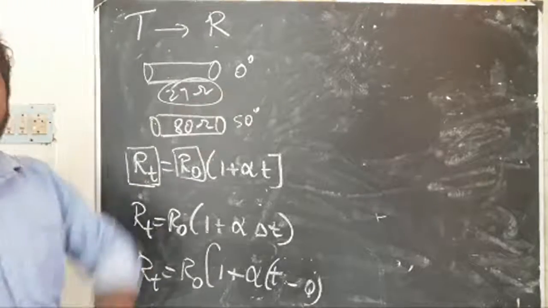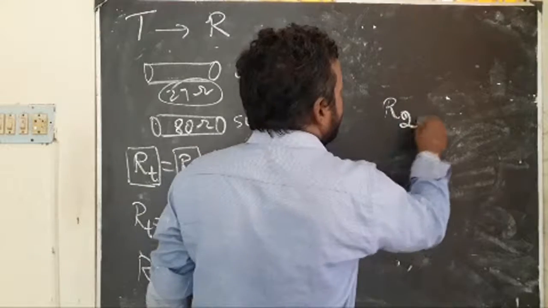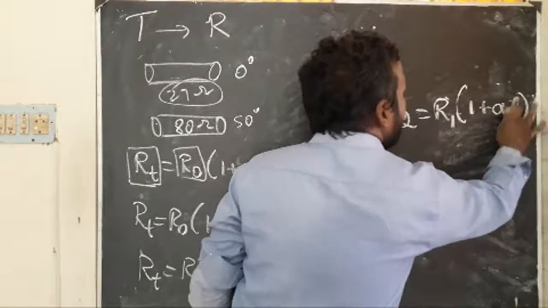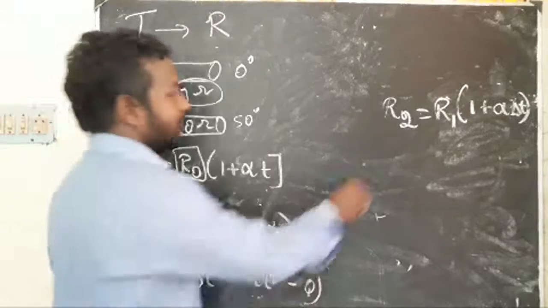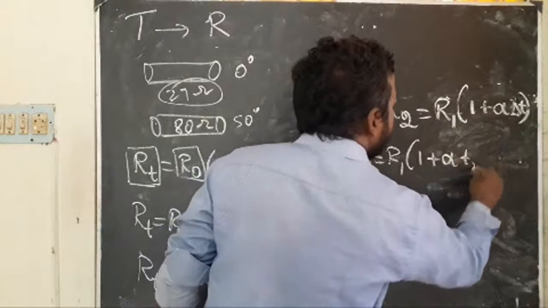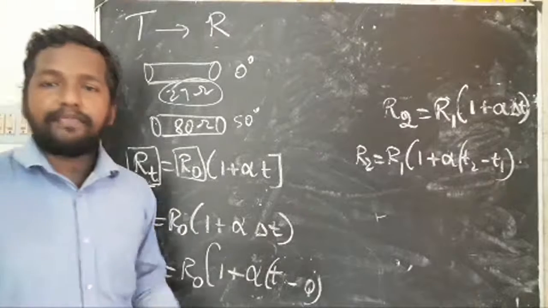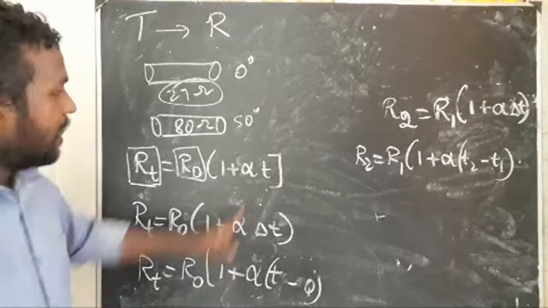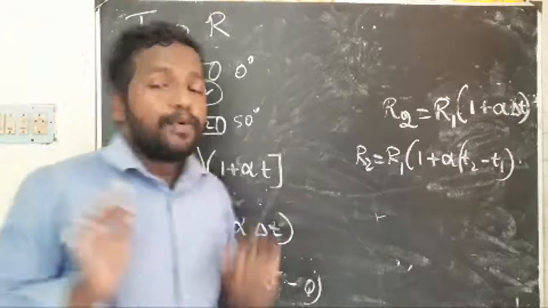Now we'll do another equation. R2 is equal to R1 (1 plus alpha del T), where del T is the change in temperature. The same equation you can write as R2 is equal to R1 (1 plus alpha (T2 minus T1)). When can we use this equation? When the values are related with 0 degrees Celsius, you can use the earlier equation directly. But if they are not related with 0 degrees Celsius, you can use this equation.